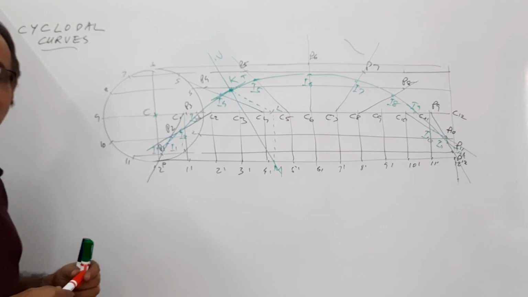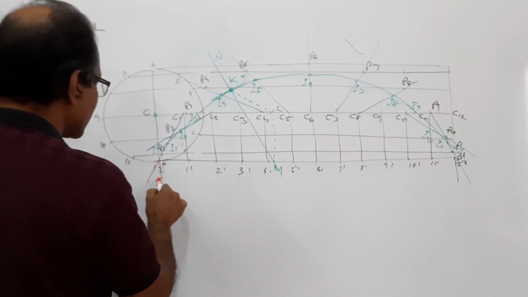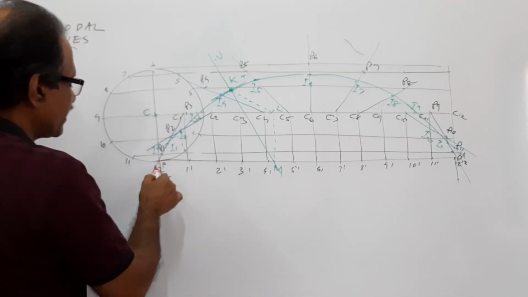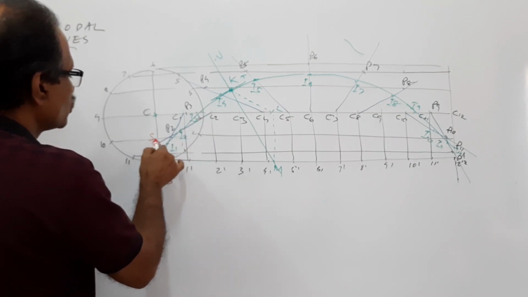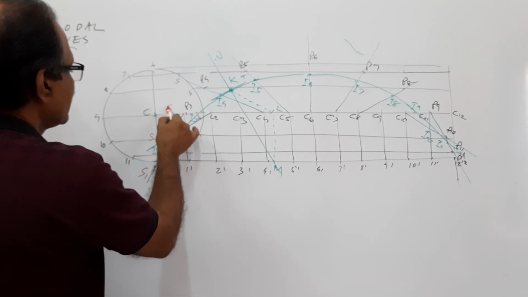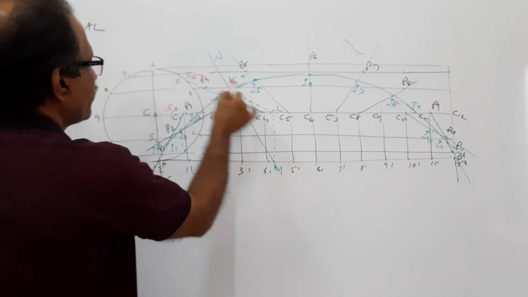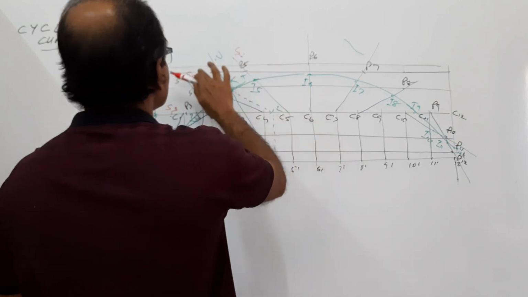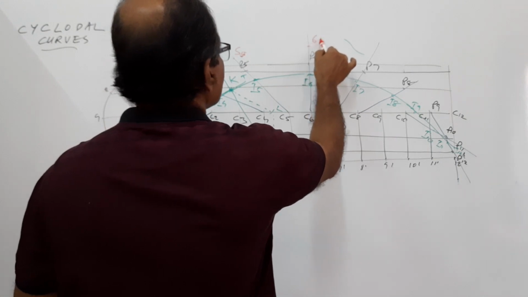If it is a superior trochoid, where is our tracing point? The tracing point is here, 32 mm away from the center. On C1 P1 extended, locate S1. C2 P2 extended, locate S2. C3 P3 extended, locate S3. C4 P4 extended, S4. C5 P5 extended, S5. S6.